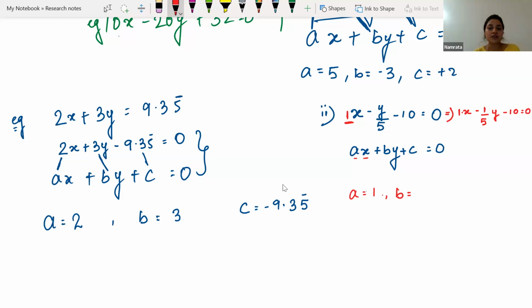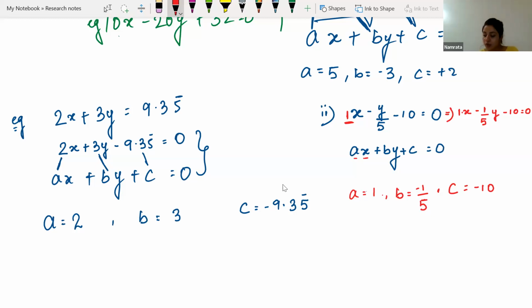Why have I written minus 1 by 5? Because minus y by 5 and minus 1 by 5y is the same thing, right? So, can we say the B value is minus 1 over 5? Yes. And the C value is negative 10. As I told you, the importance of sign: you have to be careful while writing the A, B, and C values. We have to write them with the proper sign.